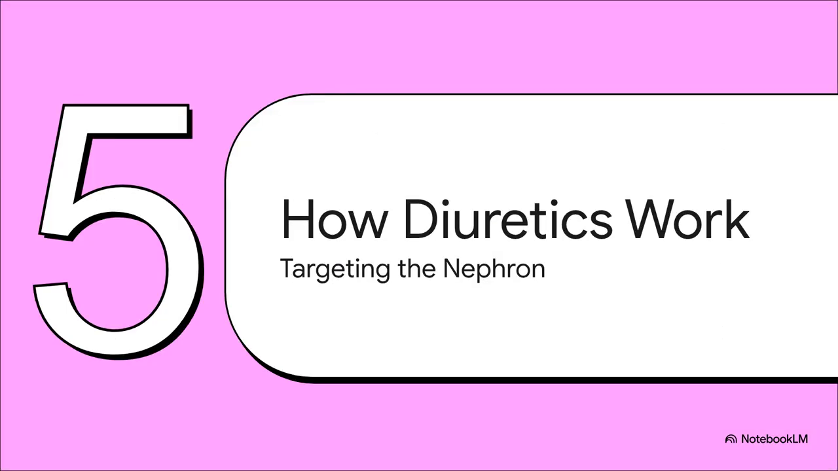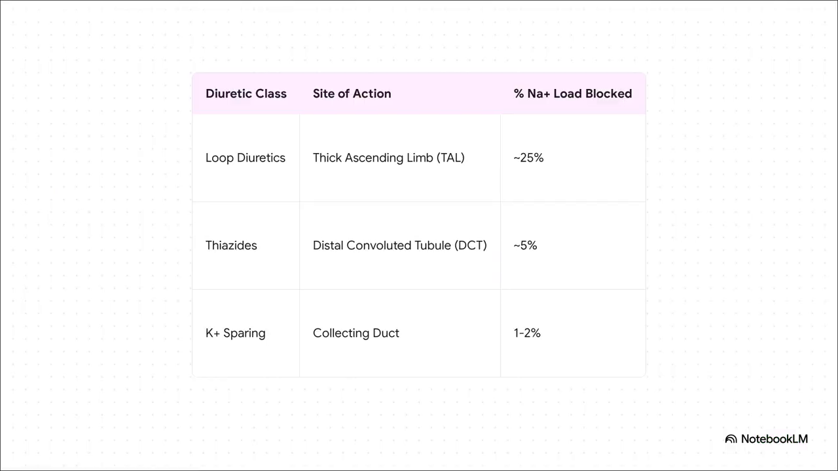Okay, let's move on and see exactly how these drugs, which people often call water pills, really work. You see, they don't act on water directly. Instead, they work by targeting those specific ion transporters all along our nephron map to block sodium from being reabsorbed. And the number one rule in the kidney is, where sodium goes, water follows. This table gives us a great summary of the main players.